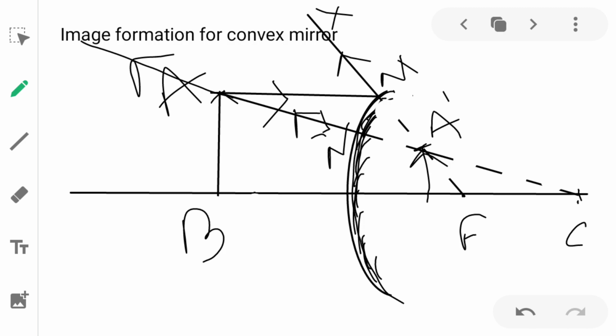So A dash represents the image of point A. It is a virtual point. The rays are not actually meeting. So they appear as if they are diverging from that point. So A dash is a virtual image of the point A, and A dash B dash you can represent as the virtual image of the object AB.